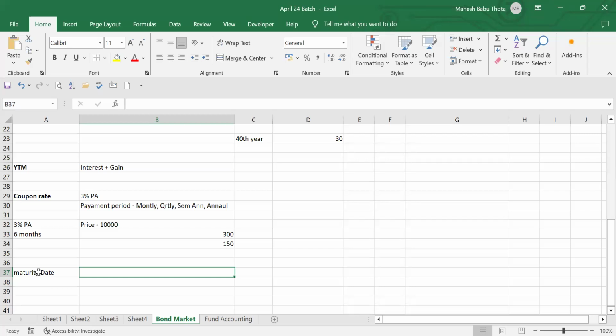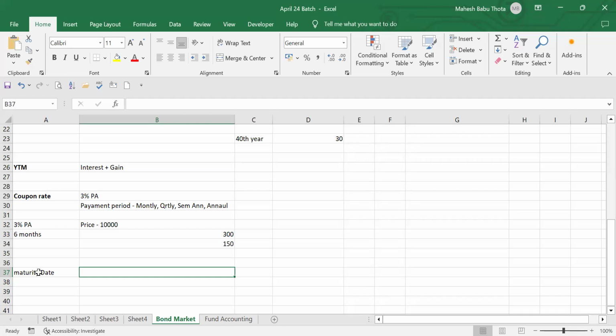Again, we are going to talk about types of bonds. There are a few types of bonds where there is no maturity date even, so we'll talk about it later. But as of now, we need to remember that as a bond, definitely there will be a maturity date. It can be 10 years, 5 years, or 20 years. So what will happen on maturity?